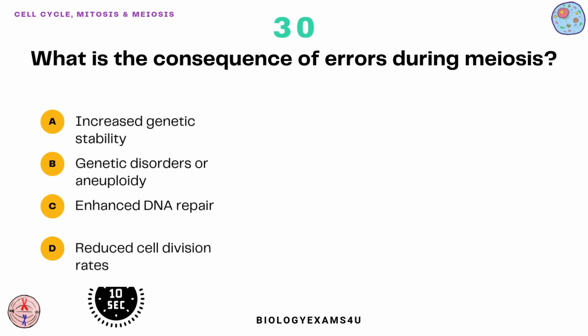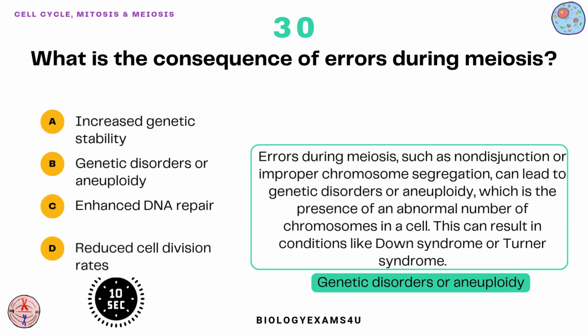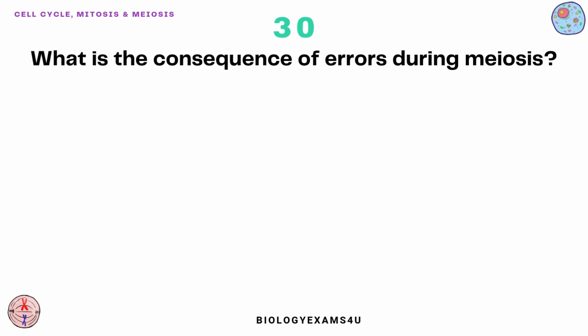The correct answer is genetic disorders or aneuploidy. Errors during meiosis, such as nondisjunction or improper chromosome segregation, lead to genetic disorders or aneuploidy, which is the presence of an abnormal number of chromosomes in a cell. This can result in conditions like Down syndrome, Turner syndrome, etc.